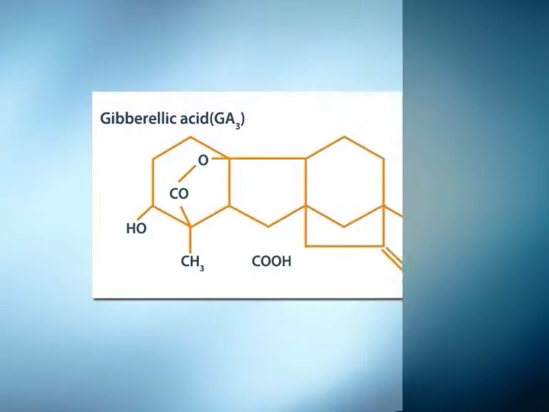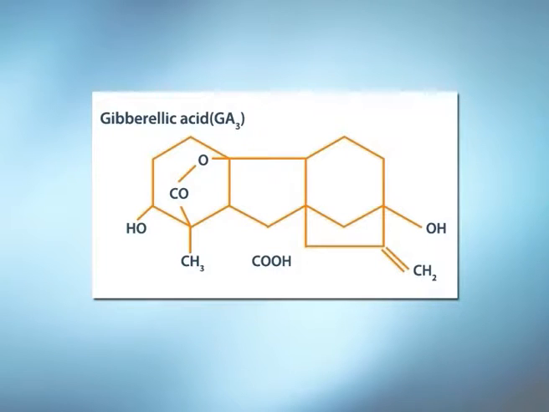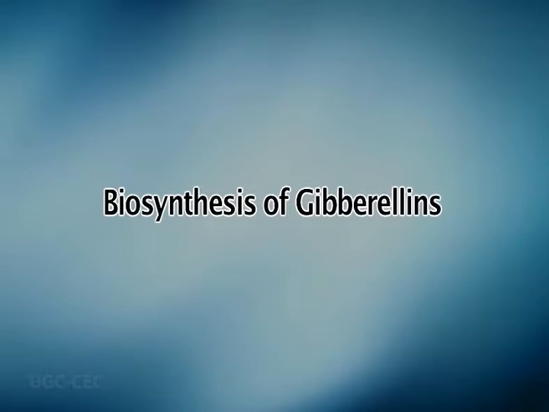This compound was found to stimulate growth when applied to rice roots. In 1954, the British discovered an entirely new compound from Gibberella fujikuroi and named it gibberellic acid. Dear friends, let's now talk about biosynthesis of gibberellins.